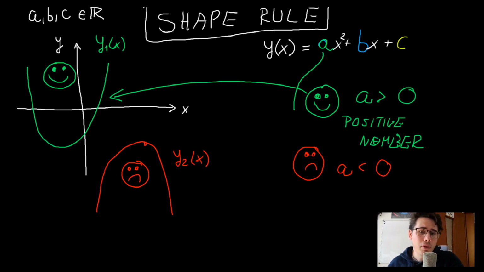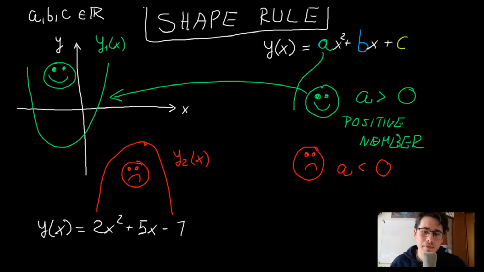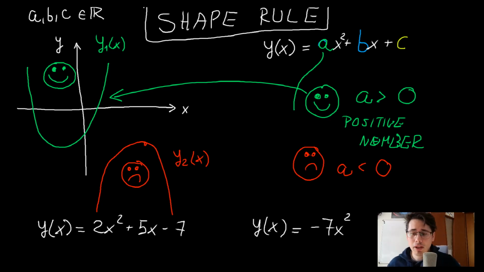So for example, if we would find ourselves drawing, let's go with just a quick example. Let's say it's 2x squared plus 5x minus 7. And the other one, let's go crazy, minus 7, big number, minus 7x squared plus 6x minus 5. Now, from the drop of a hat, you're able to understand which shape it's going to be.